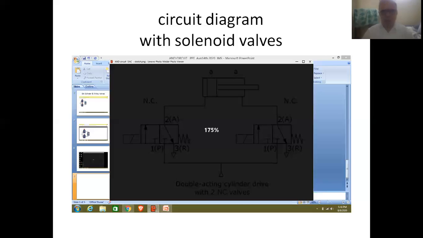So as a whole, the fluid will be acting on both the sides of the piston. That means it is entering from one side of the piston, and it will be leaving from the other side of the piston. Therefore, it is referred to as a double acting cylinder.